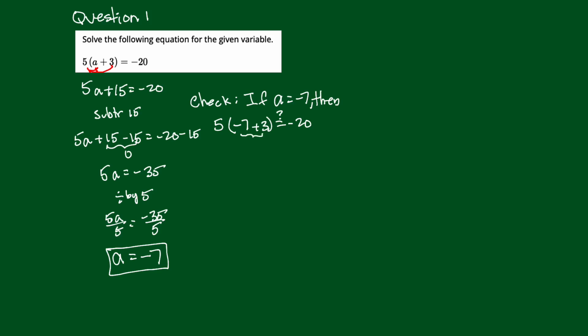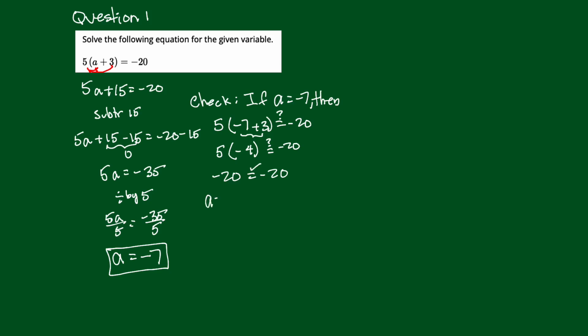Well, I've got a parentheses. I can work inside that, so I'll get 5. Now negative 7 plus 3 is negative 4. Is that equal to negative 20? I'll keep going until I get both sides the same or different. Now on the left, 5 times negative 4 is negative 20 equals negative 20, check. All right, so all is good.